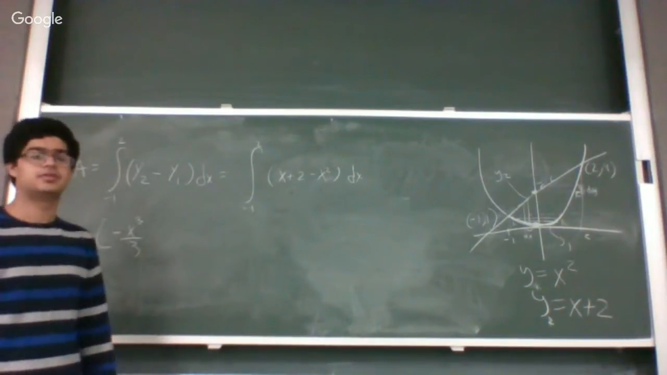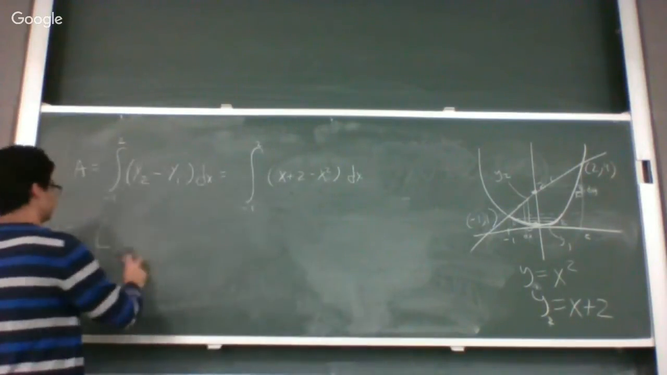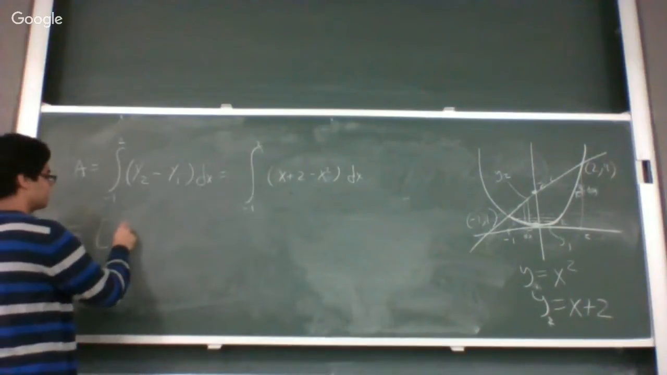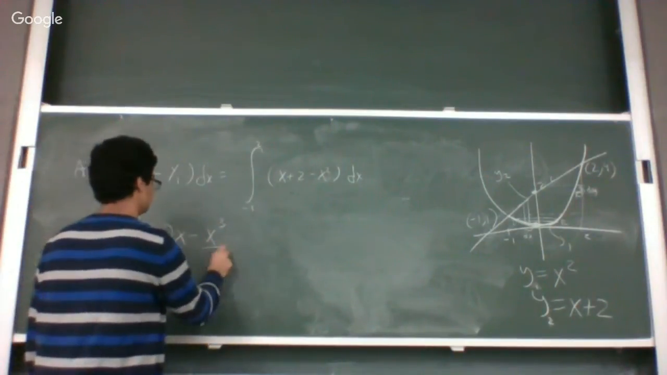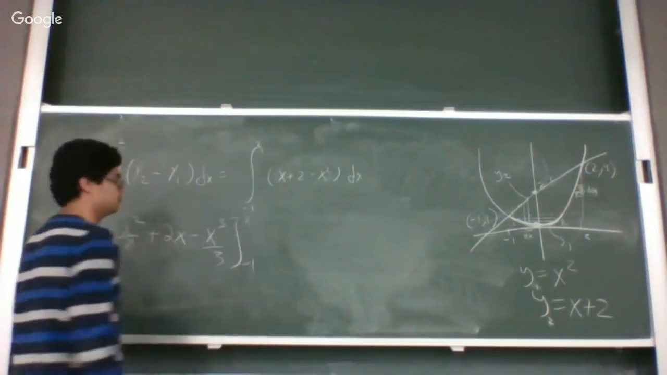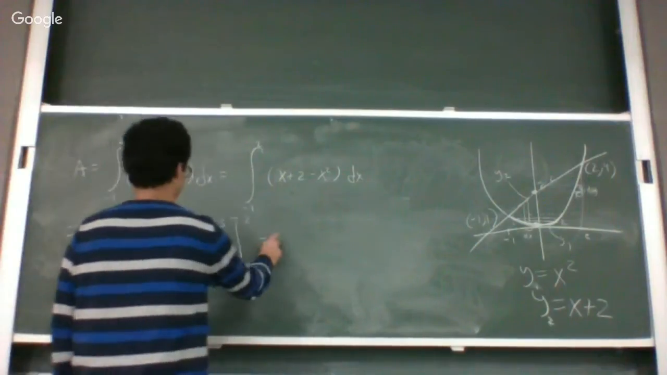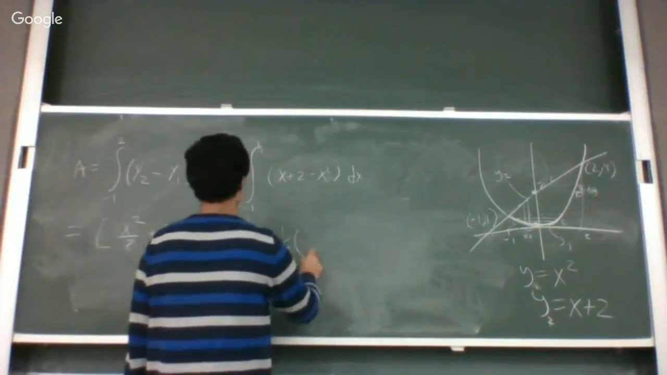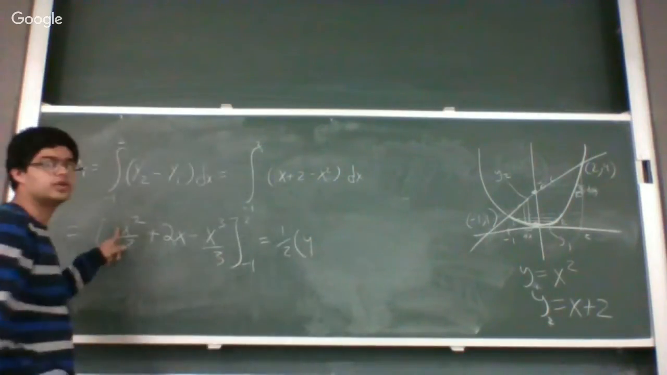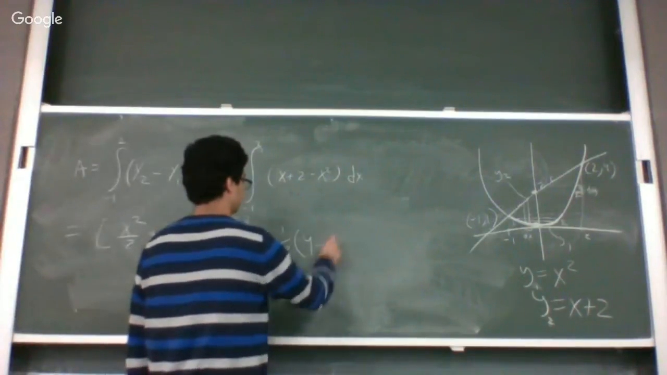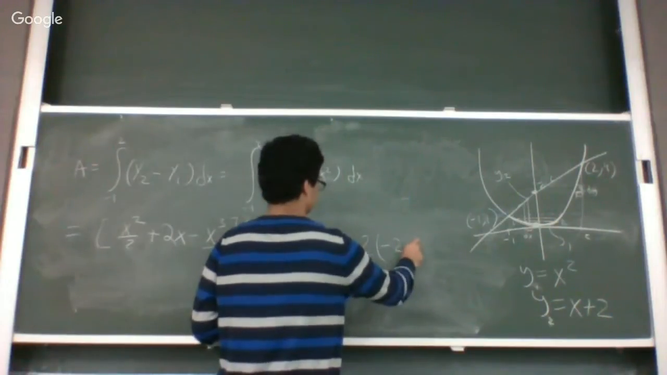Just make sure your signs are correct. If you want, I'll do that. So the integral is x squared over 2 plus 2x minus x cubed over 3, from negative 1 to 2. Equal to 1 half times 2 squared, which is 4, minus negative 1 squared, which is 1, plus 2 times 2 minus negative 1.